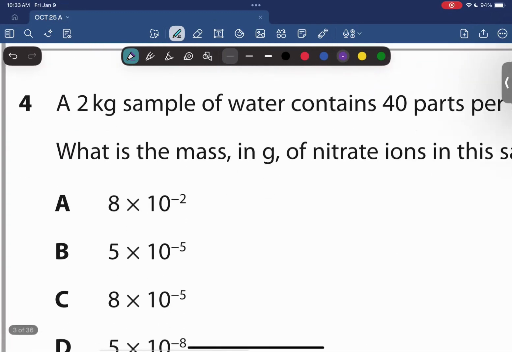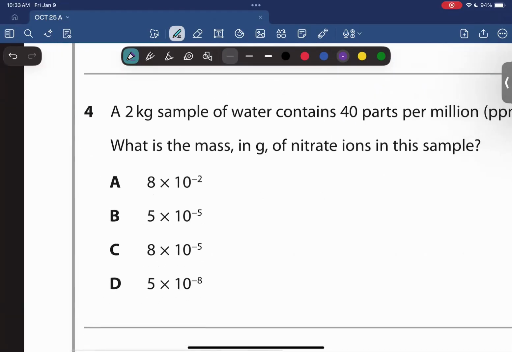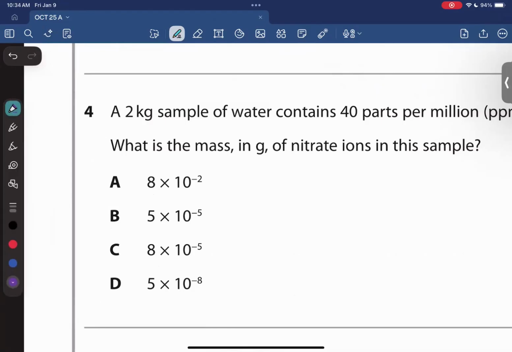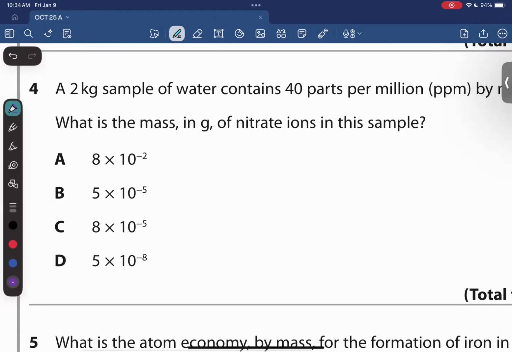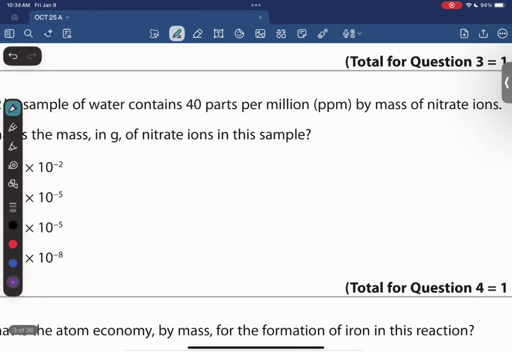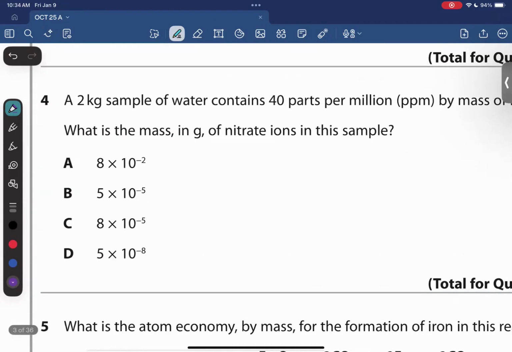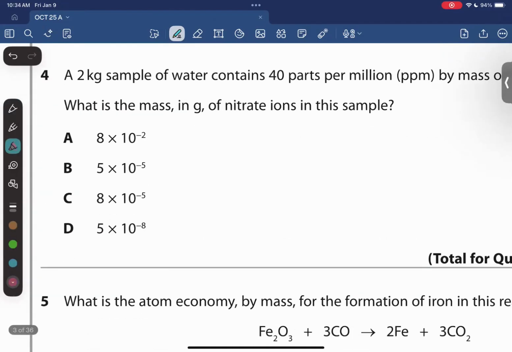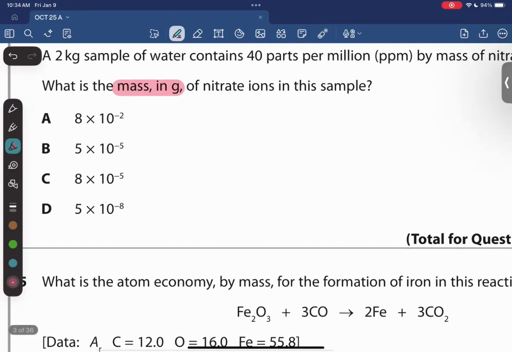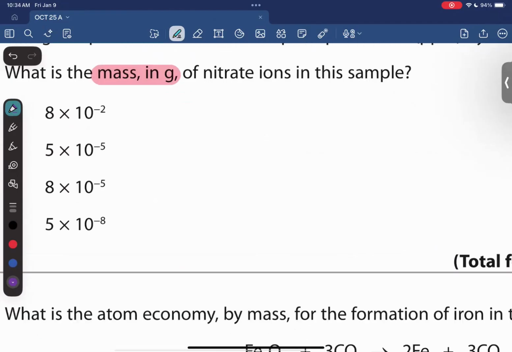Moving on to question 4. It says that a 2 kg sample of water contains 40 parts per million by mass of nitrate ions. What is the mass in grams of nitrate ions in this sample? Okay, so easy question. What we have to do is, first of all, write the formula of ppm.